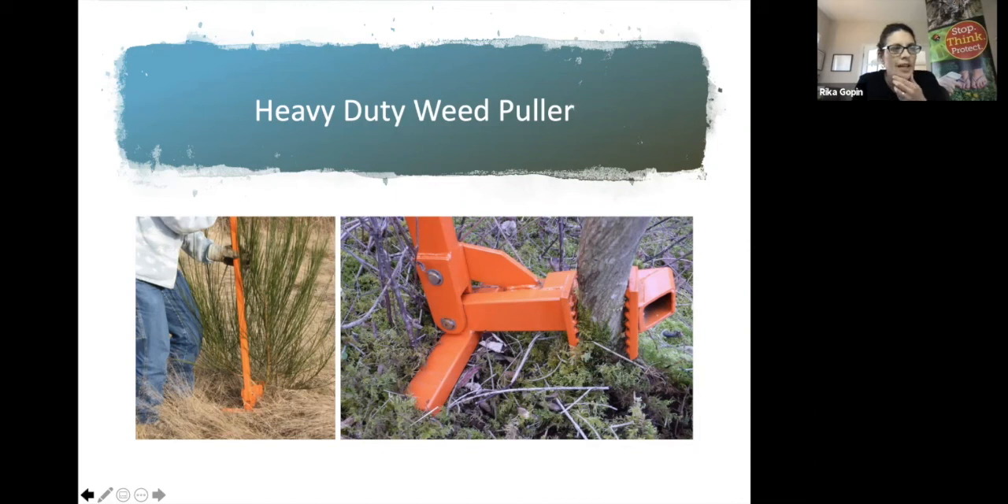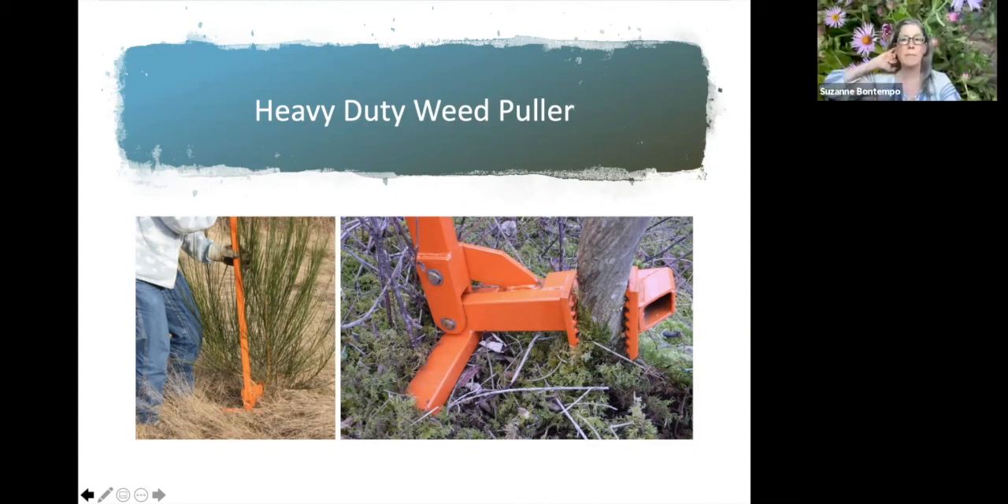Would that orange hand tool work with bamboo? You can try, but with Scotch broom, we're pulling out the trunk and the whole root system, and bamboo spreads by rhizomes. So the way to eradicate the bamboo is to remove those rhizomes.